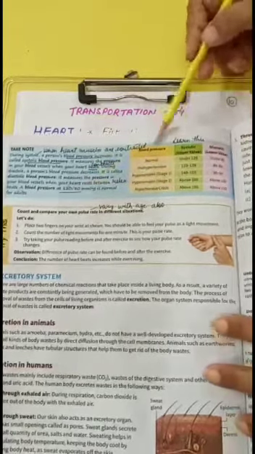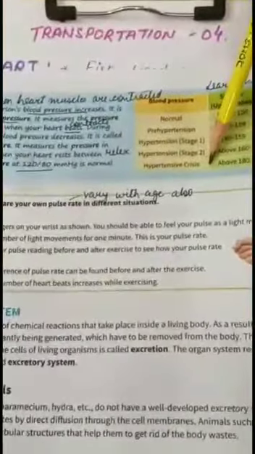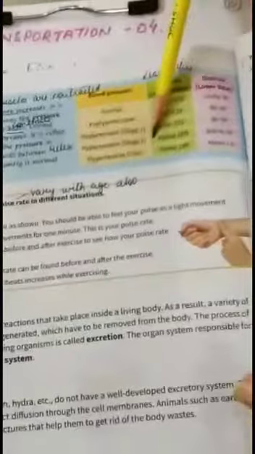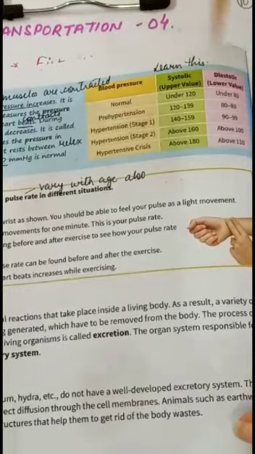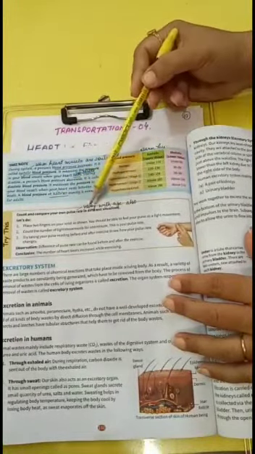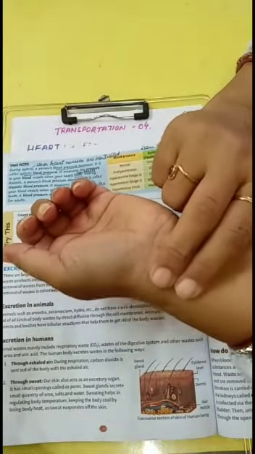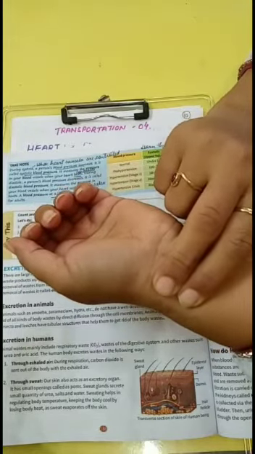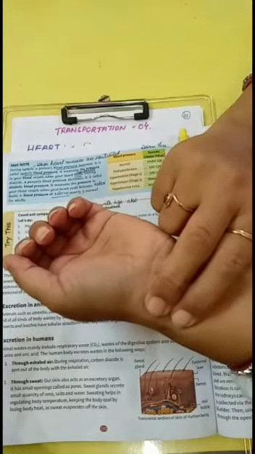Here is a list given below of the normal blood pressure and what are hypertensive crisis, hypertension stage 2. Hypertension means when the blood pressure is above the normal values. Next is how we can take our pulse rate. The pulse rate also varies with age. It is very simple. You place your two fingers on your wrist just below your thumb, and you can feel the pulse. Now do one thing, make a chart of your family members and count the pulse rate per minute.